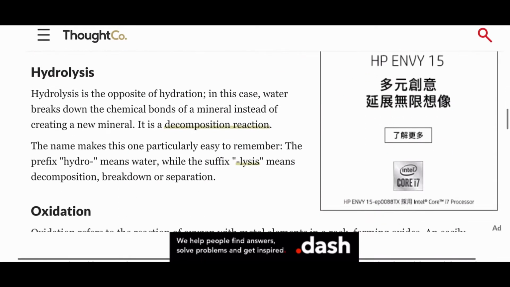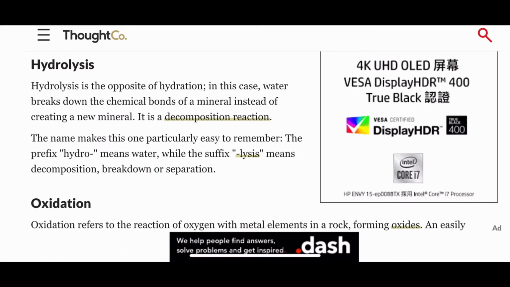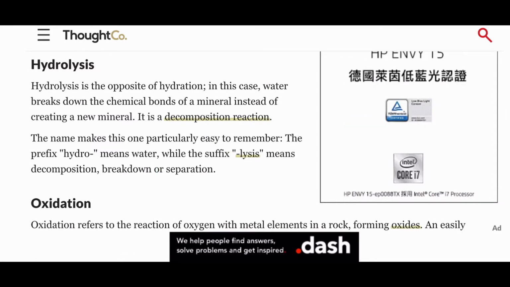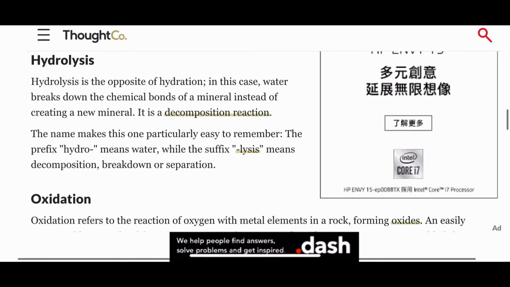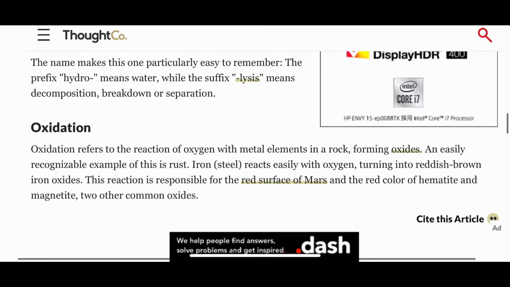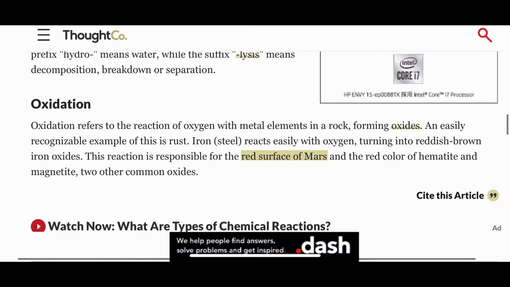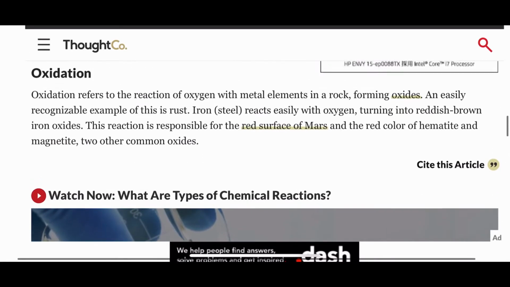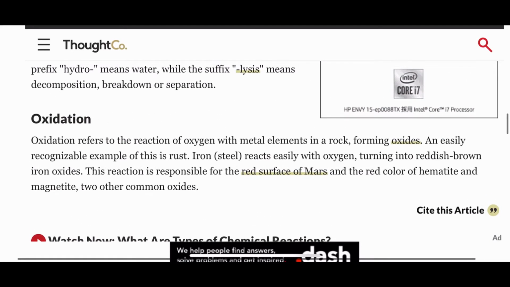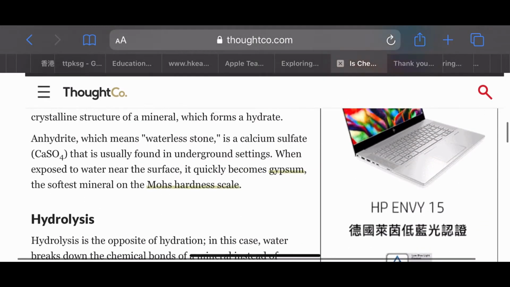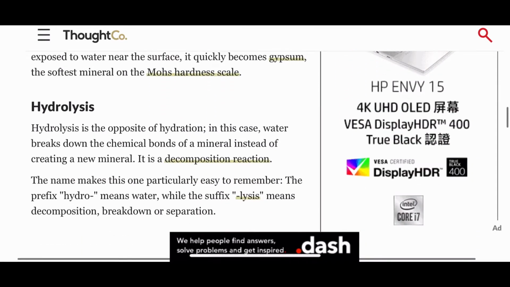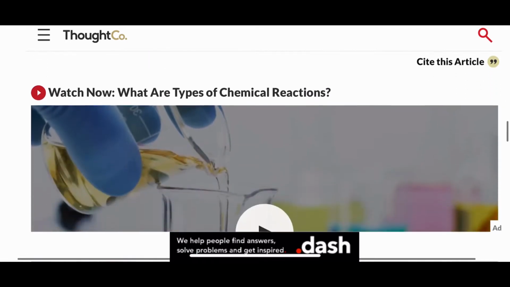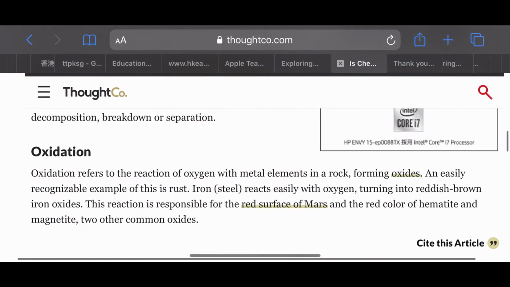What's more, hydrolysis is where water breaks down the chemical bond of a mineral instead of creating a new mineral, which means the water is trying to decompose the original content of the rocks. And also oxidation, which is just like the rusting of iron, forming iron oxide. So these are the four chemical reactions you have to bear in mind, and you have to write in your essay. That is the chemical weathering.